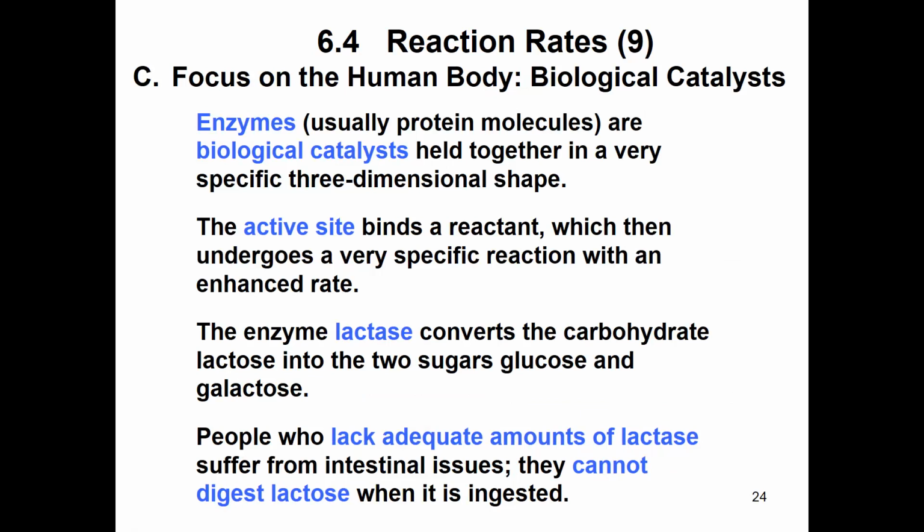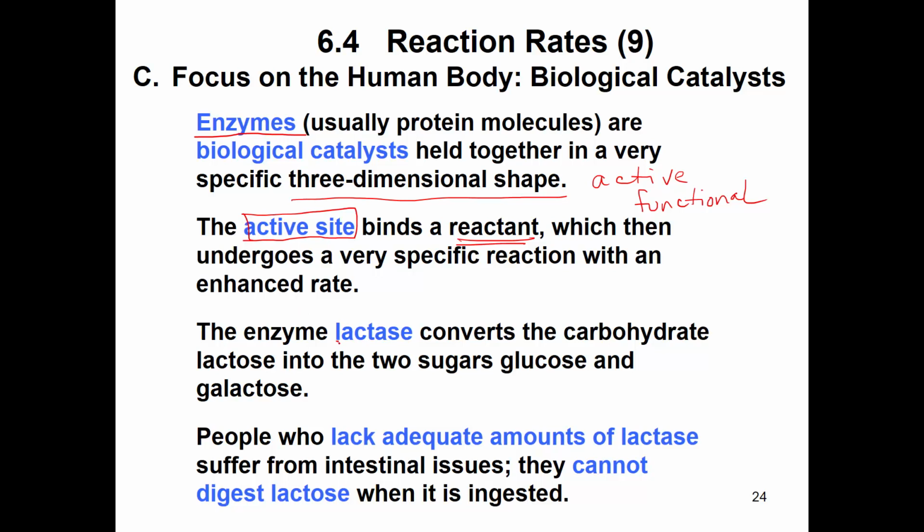So in the human body, we do have what are called biological catalysts, and the term for those is enzymes. And you've probably heard about enzymes, and enzymes are primarily made of protein molecules, and so they have this three-dimensional shape which makes them active or functional. And if they don't have the correct three-dimensional shape, then they don't work. And so in this three-dimensional shape there is something called an active site, and that active site is going to bind the reactant or reactants, which are then going to undergo a reaction at a faster rate.